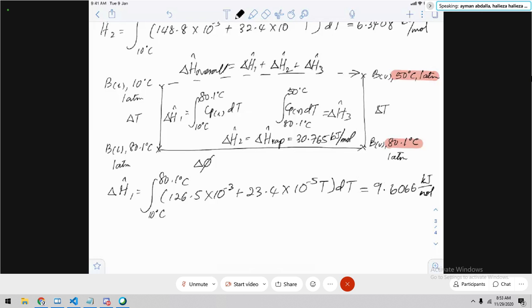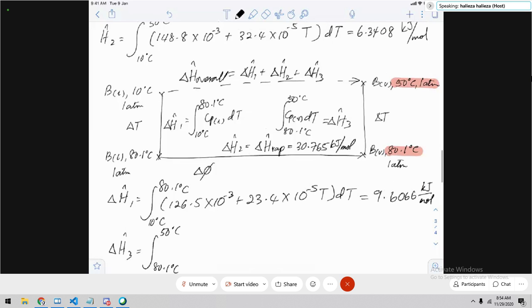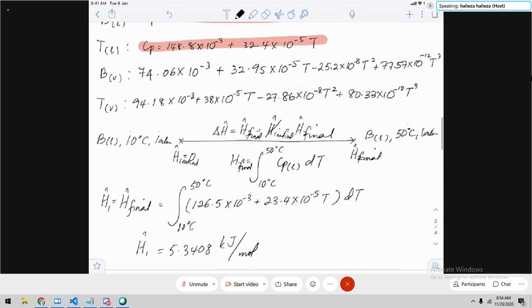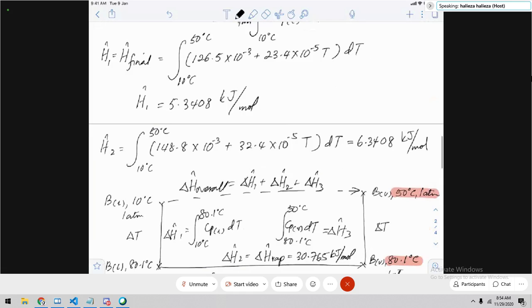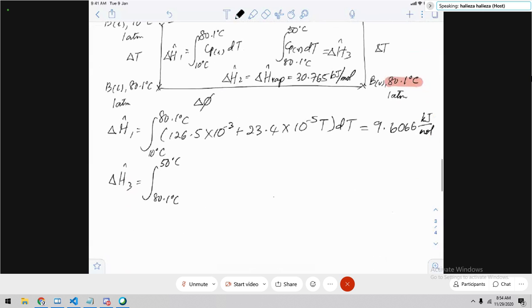Okay, you do the same thing for the third step, which is the integration from 80.1 degrees C to the final temperature. But this time we'll be looking at the CP of the vapor. So for benzene, this is the CP of vapor for benzene. It's a long equation, so I need to squeeze all of it in.